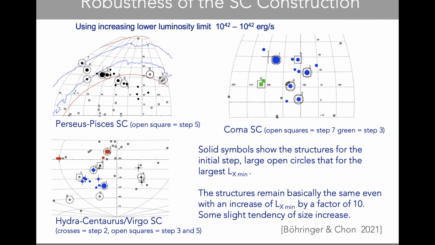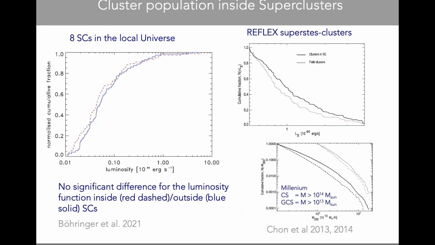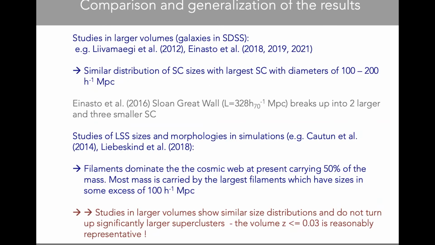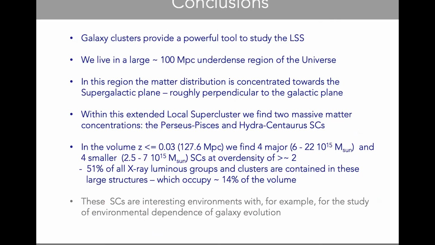And this is the same with the Great Wall or the Coma supercluster. So the big superstructures are actually very stable in how you characterize them by the friends-of-friends method, whether you take only the most luminous clusters or go down to less luminous objects. And I think I'll skip that and just go to the conclusions.